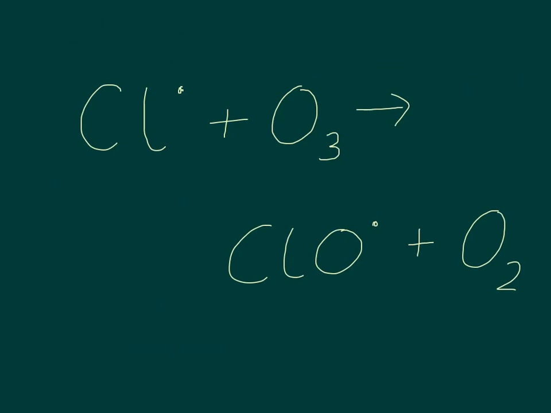The other thing you'll notice is that even though the chlorine has taken an oxygen atom away from ozone, it's still a radical species, because chlorine has 7 electrons in its outer shell and oxygen has 6. So overall there's an odd number of electrons there.